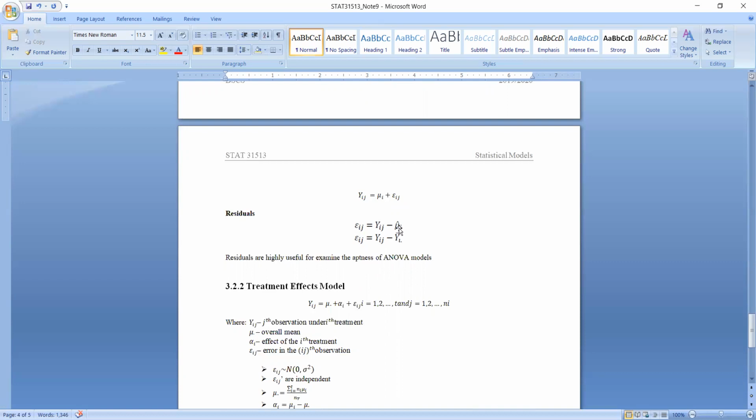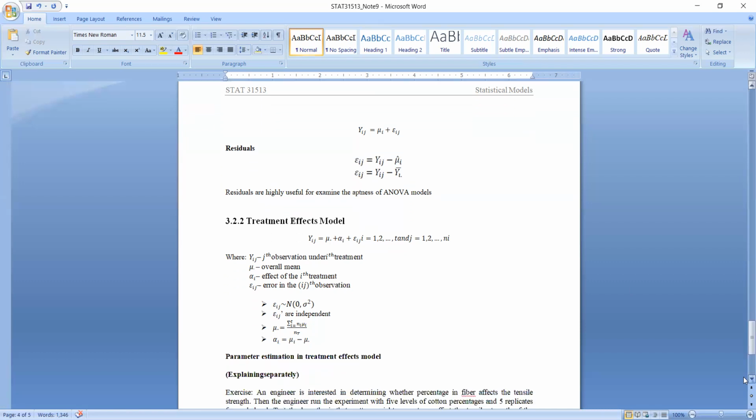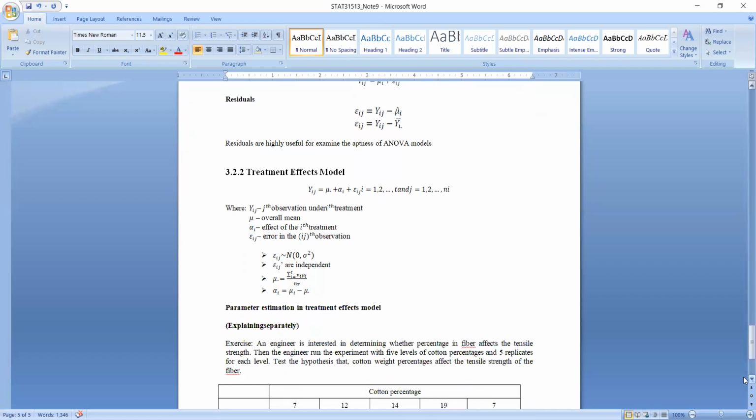As for the least square estimates, we can show the estimator for the treatment mean is equal to the sample treatment mean, that is Yi dot bar. So you can rewrite the residuals as Yij minus Yi dot bar. We'll discuss how to do these calculations manually. Now, this is the basic idea behind the treatment means model. So do you have any questions regarding the treatment means model?